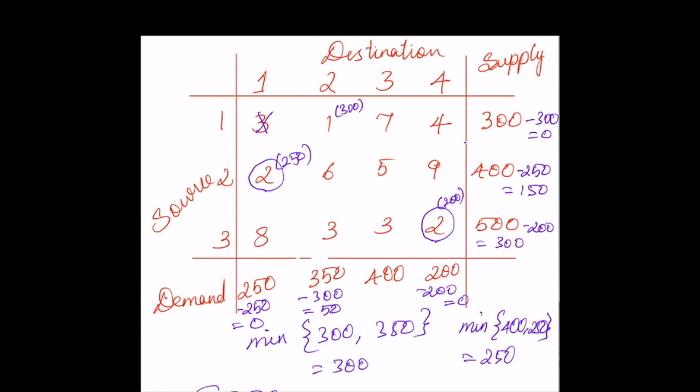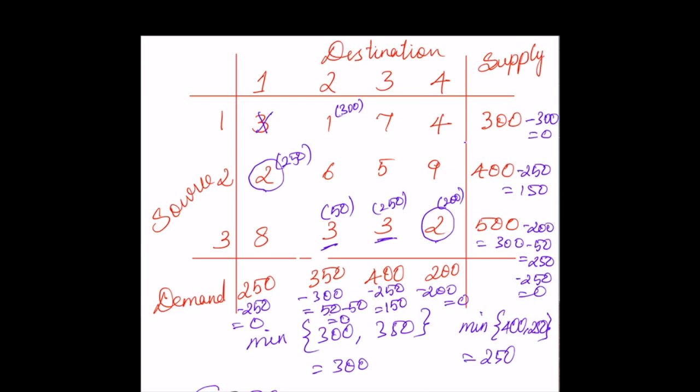And the next 3, here we have another 3. The supply is 300 and the demand is 50. So the minimum is 50, and I'm allocating 50 here and subtracting 50 from supply and demand. 300 minus 50 is 250, and 50 minus 50 is equal to 0. The next least cost is this 3, where the supply is 250 and the demand is 400. The minimum among 250 and 400 is 250. Subtracting 250 gives 0 for supply, and 400 minus 250 will be 150.